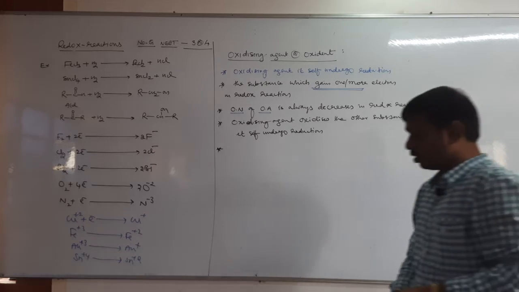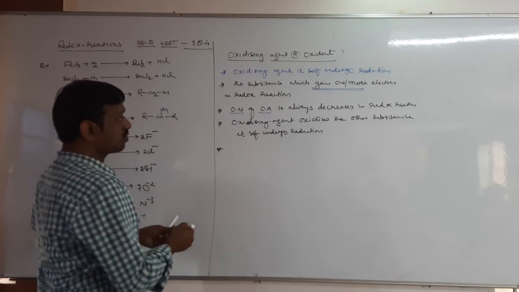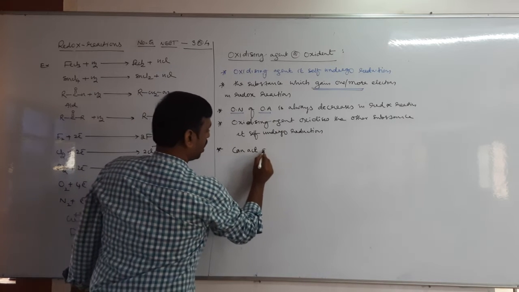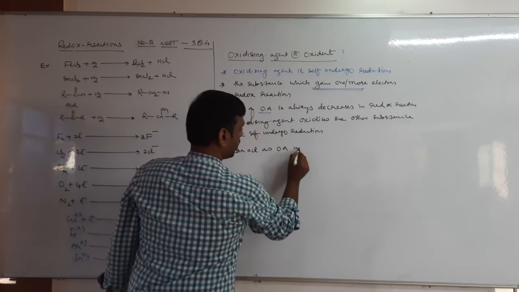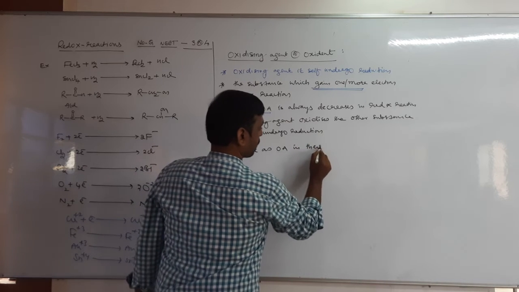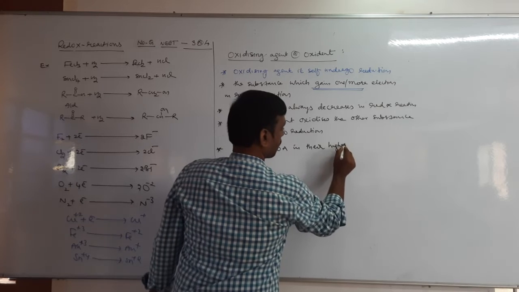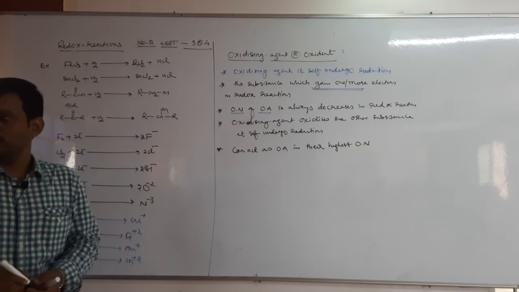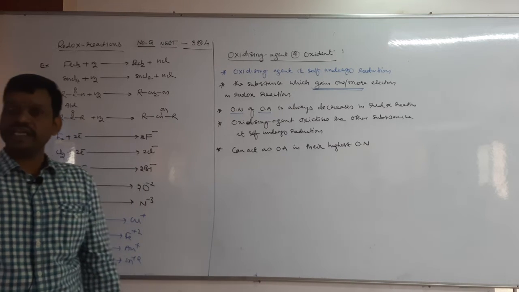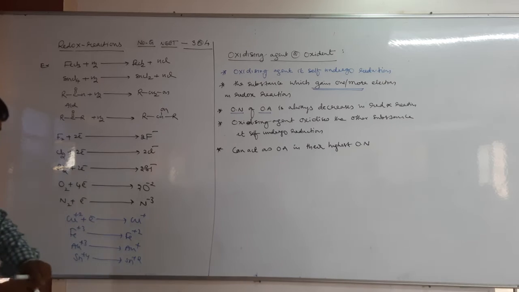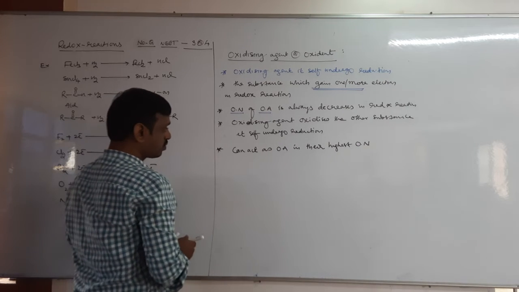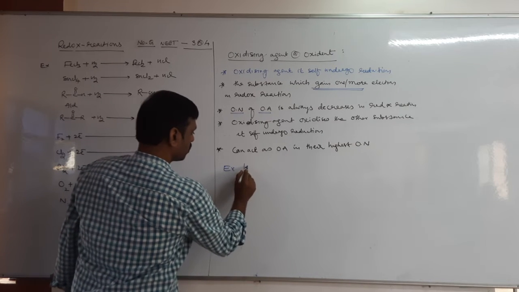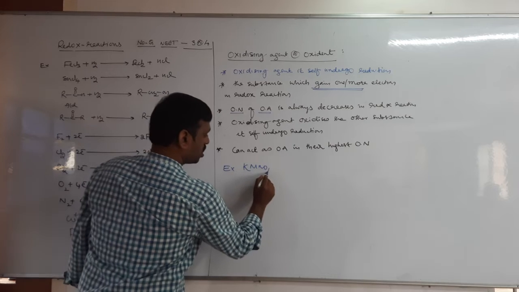Next point. The substance can act as an oxidizing agent in its highest oxidation states. Example, potassium permanganate.